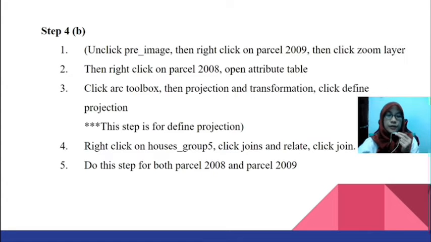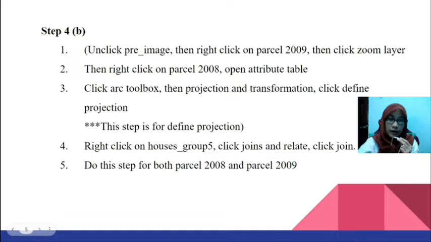For the next steps, firstly we have to uncheck the pre_image, and then we right click on the puzzles 2009 and click zoom to layer. Secondly, we need to right click on the puzzle 2008 and then open the attribute table. From that, we click ArcToolbox, then projection and transformation, then we click define projection. This step is for define projection.